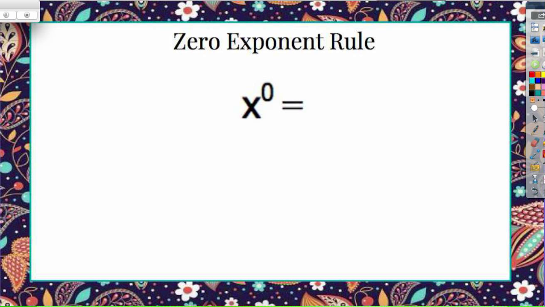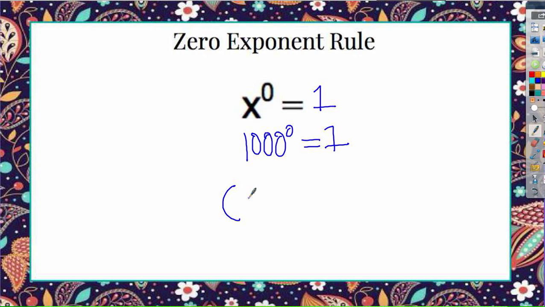Our final rule is the zero exponent rule, and this one, oh my gosh guys, it's so easy. You just need to understand that literally anything to the zero power, any base here to the zero power, is just 1. So x to the zero power is 1. 1,000 to the zero power is 1. J, K, Z, K, R, 300, all to the zero power is just 1. Now that's if the entire thing is to the zero power.